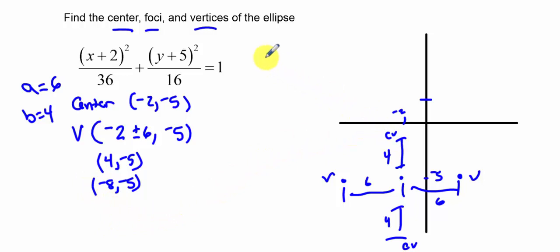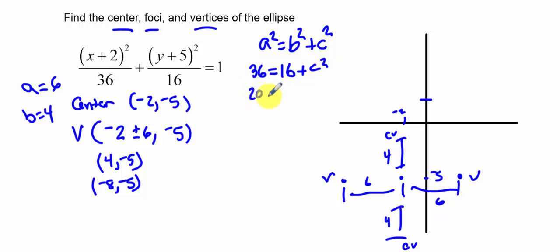For the focal distance, I know a squared equals b squared plus c squared. The a squared we already said was 36. B squared is 16. Left to find c squared, which is 20. So 2 root 5 is equal to c. And again, those focal distances are going to be on the major axis somewhere between the center and the vertices.